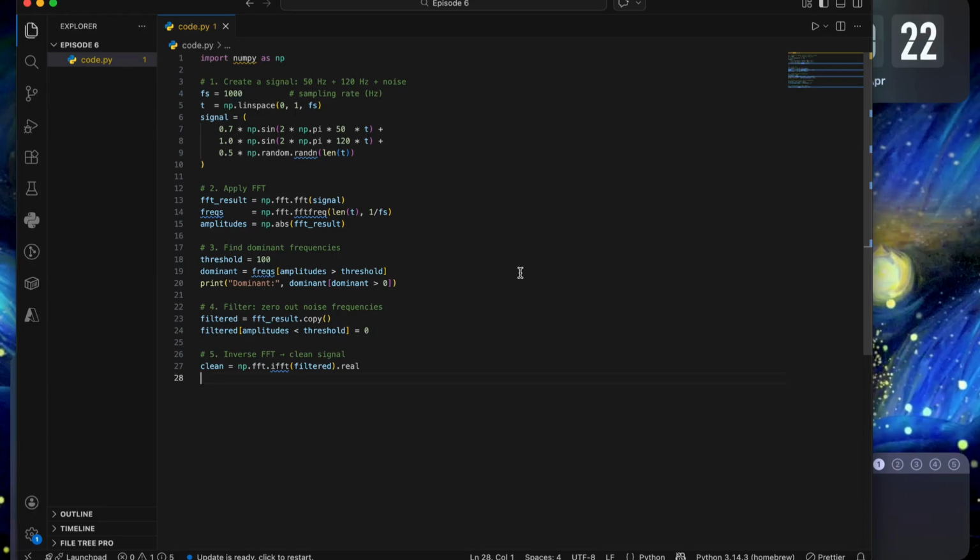We take the real parts; the imaginary components are floating-point noise, effectively zero. This is the entire pipeline: FFT forward, analyze, filter, FFT backward. In production, you would wrap this in a streaming processor and run it on incoming sensor data in real time.